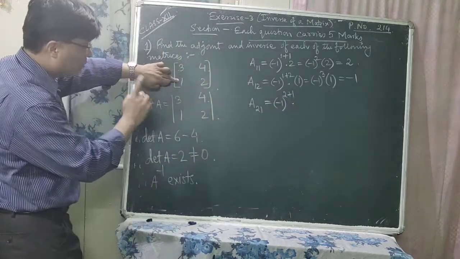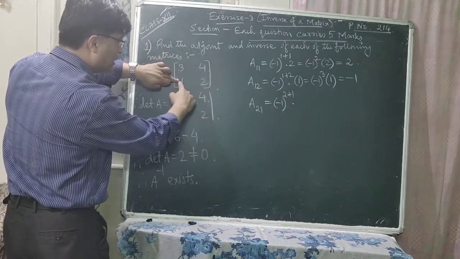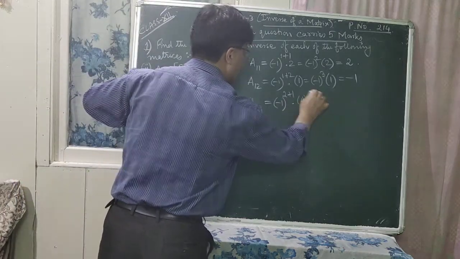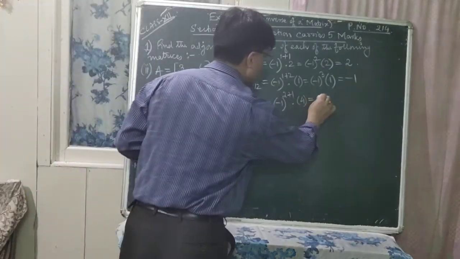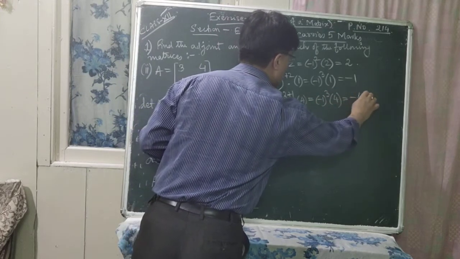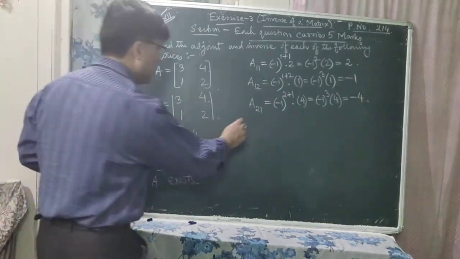Now delete the row and the column through the element 1. That means second row and first column are deleted. What remains? 4. So which is equal to, now simplify it. It is minus 1 whole cube into 4. Which is equal to minus 4. Right? So again a22.